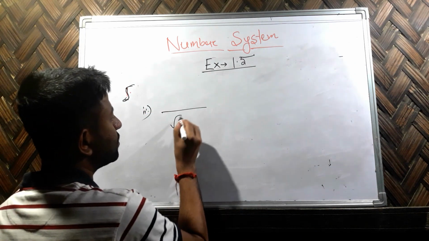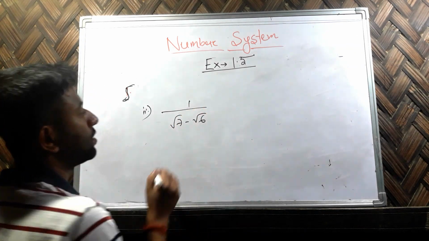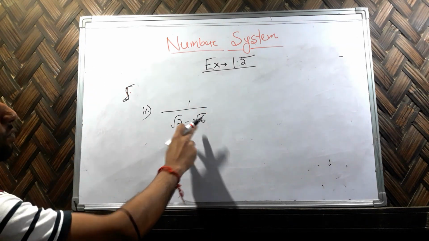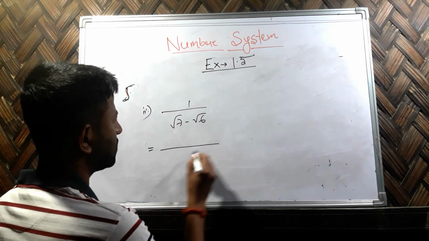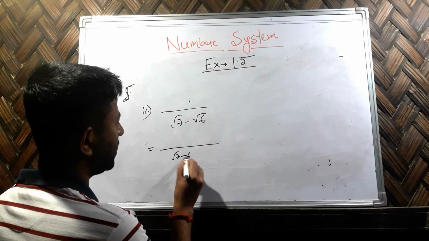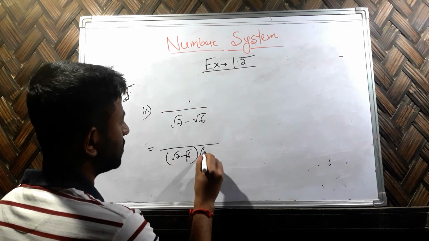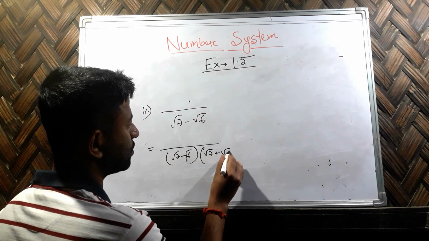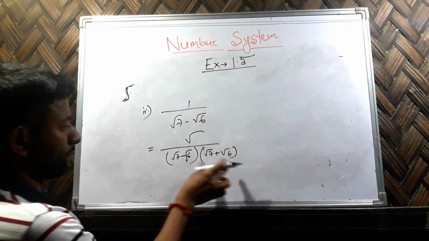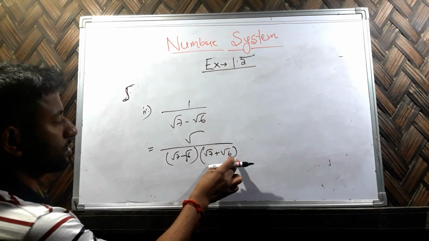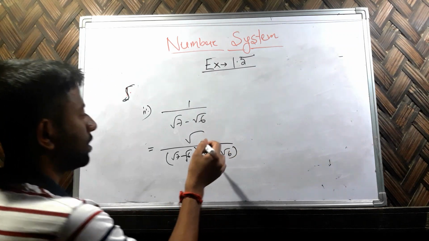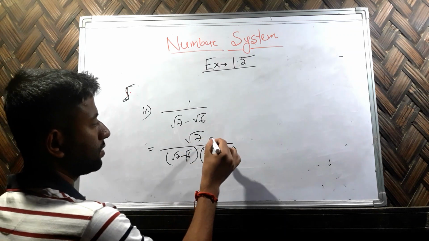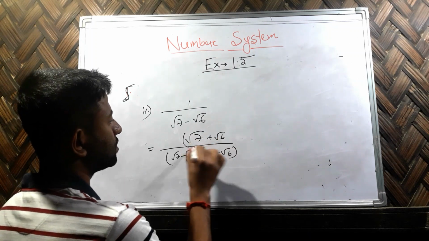They gave 1 by root 7 minus root 6. So you see, this is root 7, this is root 6. How can we do this one? In that case, just do this one: root 7 minus root 6 and root 7 plus root 6. So I'm multiplying these terms in the denominator, so I have to multiply in the numerator also by root 7 plus root 6.